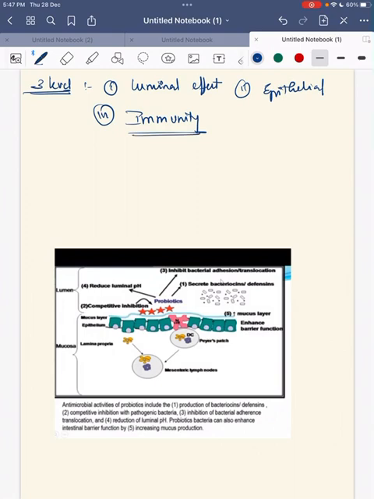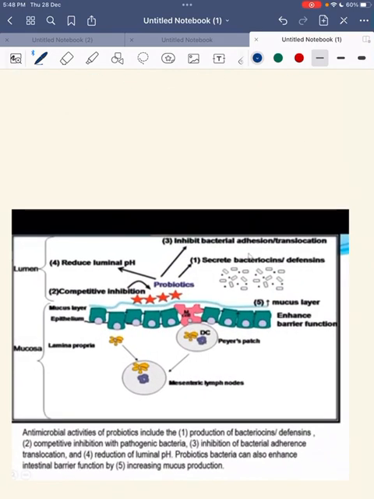The immunity effect is that they indirectly cause a reduction in the lymphocytes coming to the particular place where a pathogen is present. Whenever a pathogen or bacteria is in a place, all the lymphocytes will be directed towards it. So this will indirectly reduce the lymphocytes coming to that place, and it will reduce the inflammation also. I have this in the picture.